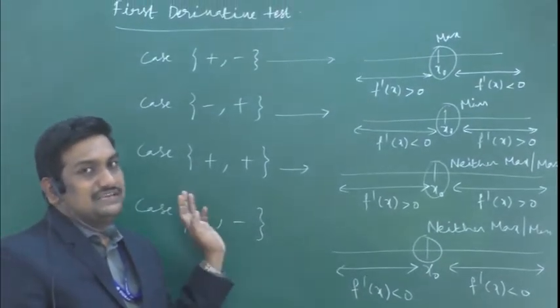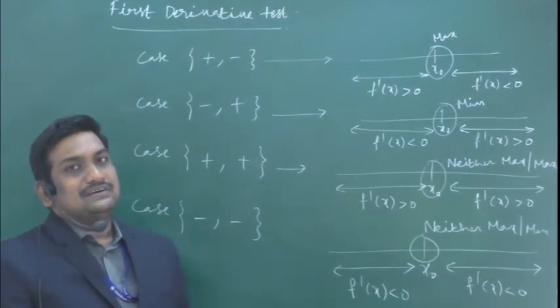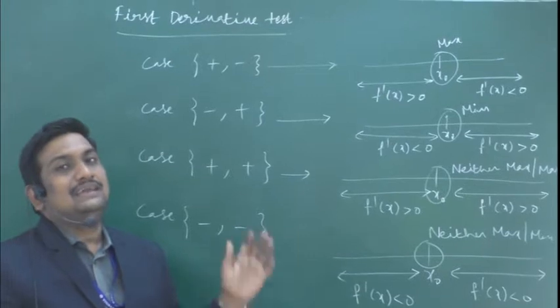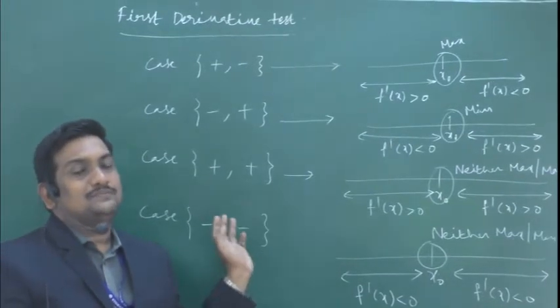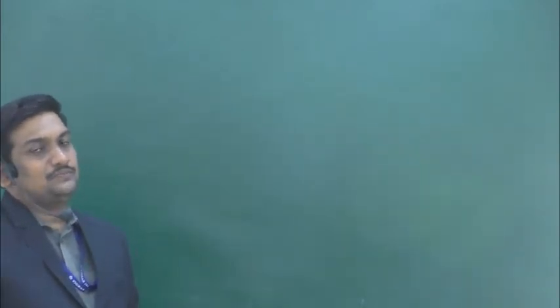If f dash of x is positive, then the function is increasing. If f dash x is negative, then the function is decreasing. Correspondingly, x0 will be maximum or minimum for the given function. Now let us consider another example, f of x equals x power 4. For this function, you need to show that the second derivative test fails to find maximum or minimum, and the first derivative test satisfies the conditions and is able to find maximum or minimum for the function x power 4.